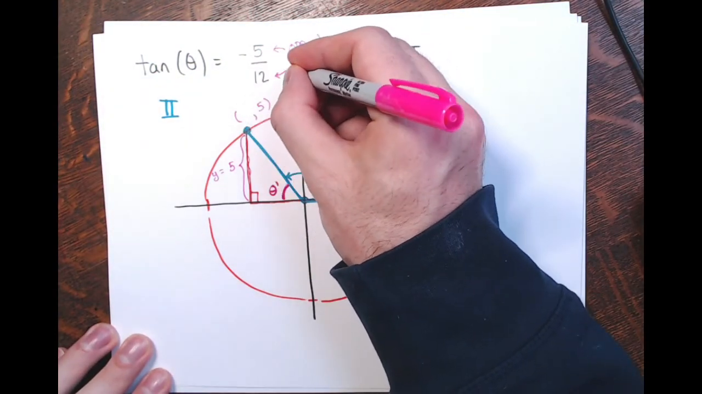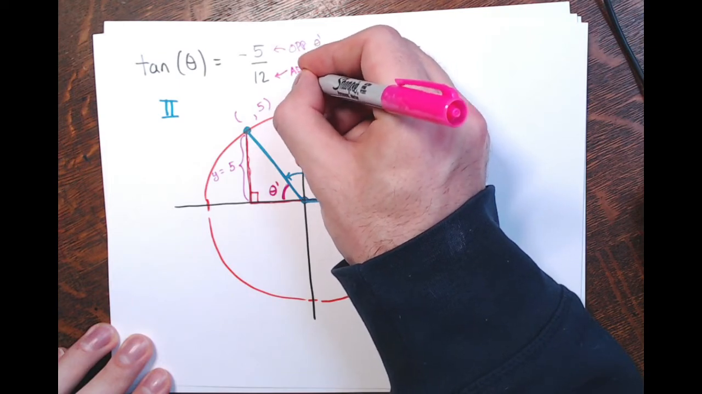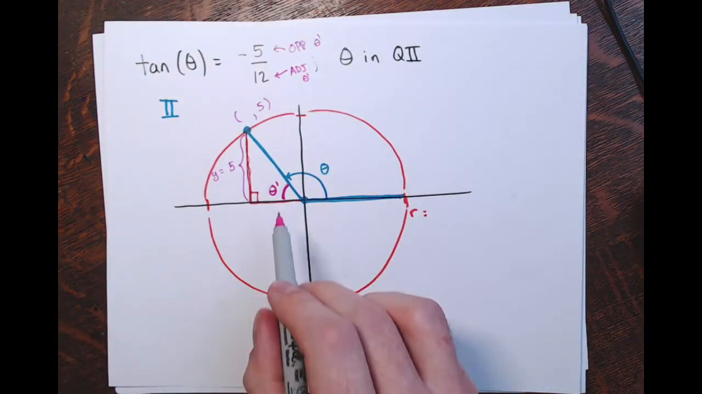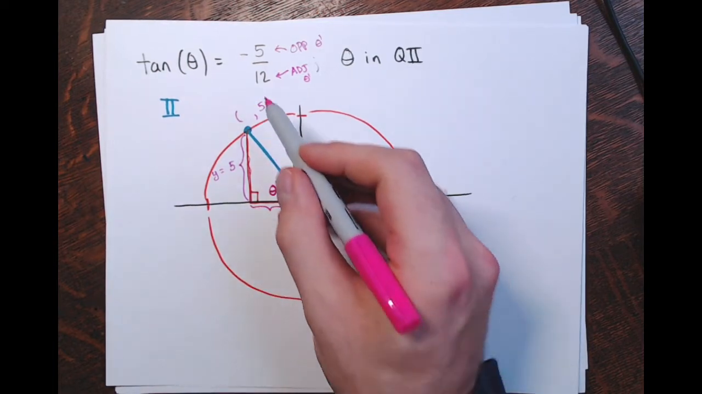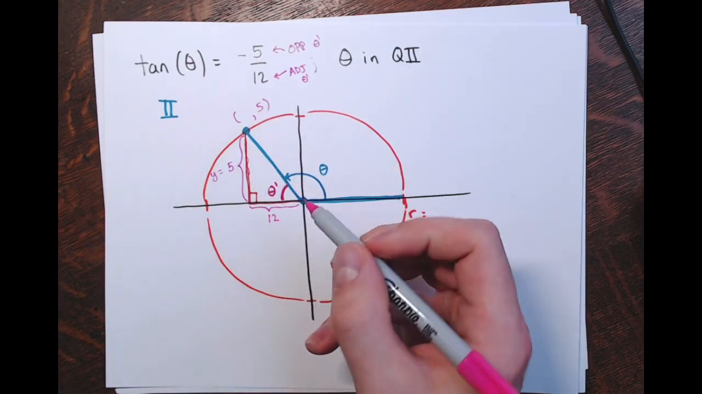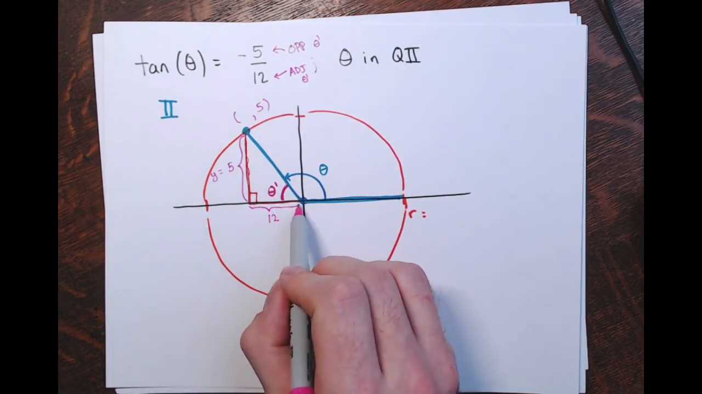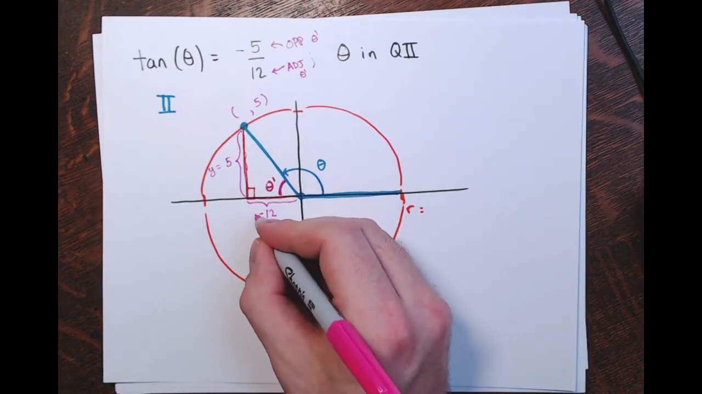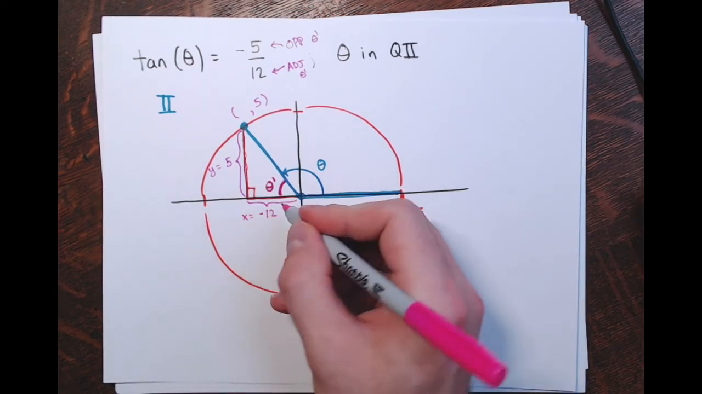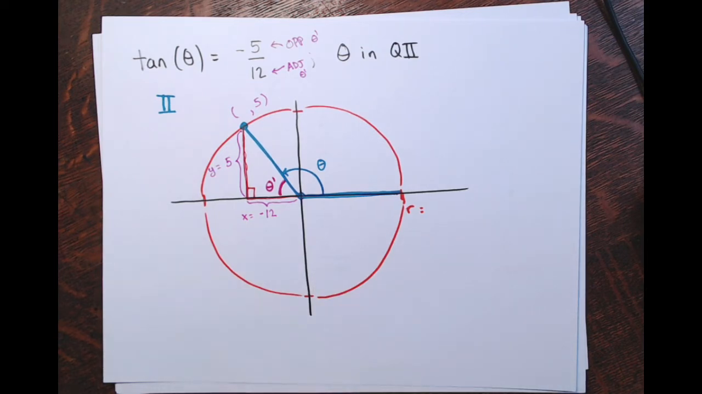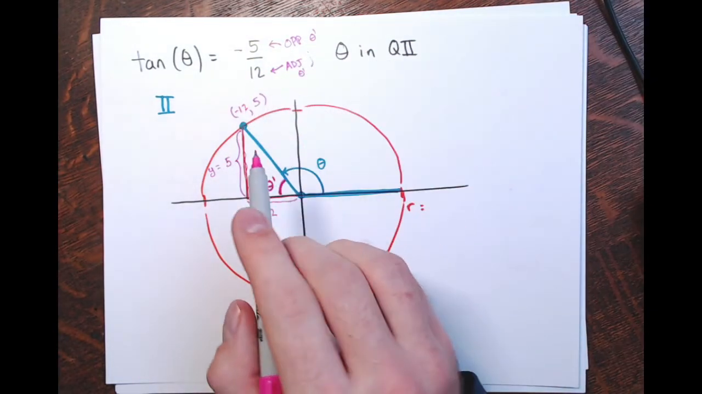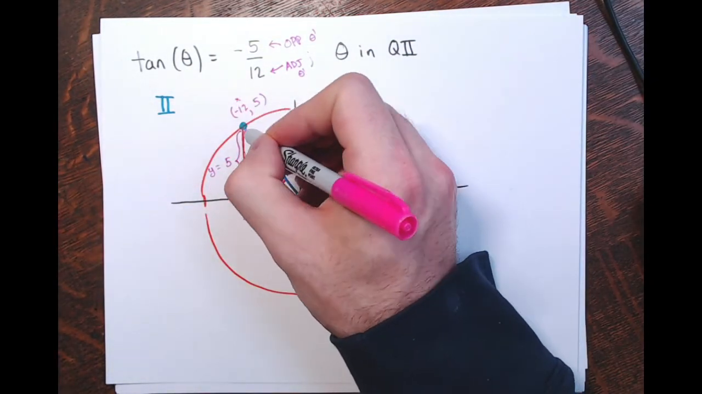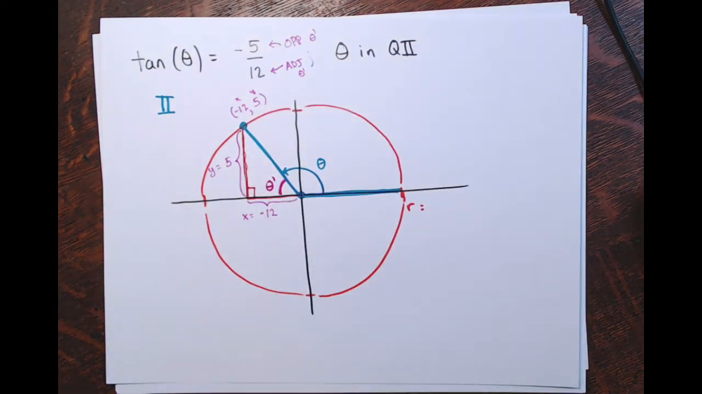Then the denominator tells me the adjacent side, adjacent to the reference angle in the right triangle I've drawn. So the adjacent side has a length of 12. And because that's left of center, I'll call it negative 12. And that's the x-coordinate. The horizontal leg tells me what the x-coordinate of the point on the circle is going to be. So I have x-coordinate negative 12 for this point, y-coordinate positive 5, based on the information that was given to me.